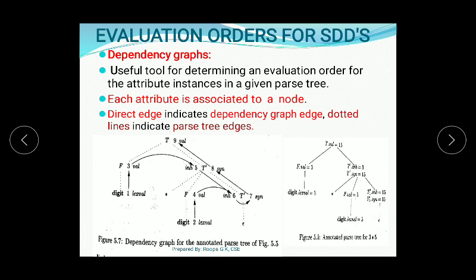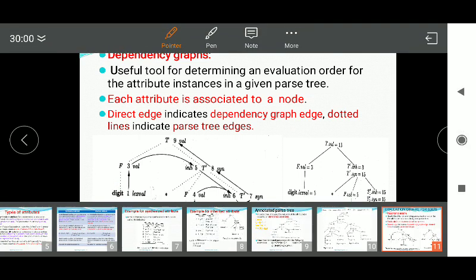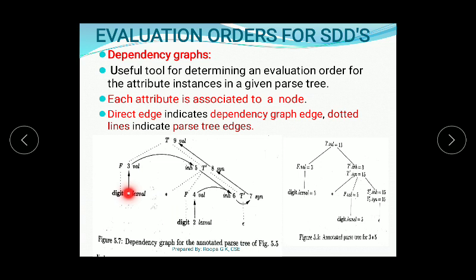Consider the example which is suitable for top-down parsing. I'll explain how to write the dependency graph for this example. This is our annotated parse tree for 3 into 5. T gives F T', then star F T', that is, you will get the multiplied answer for 3 into 5. So how exactly have values been passed? Just observe the starting point here, digit dot lexval, that is number 1. Number 1 is given. Then another operand is here, digit dot lexval, number 2 is given over here.